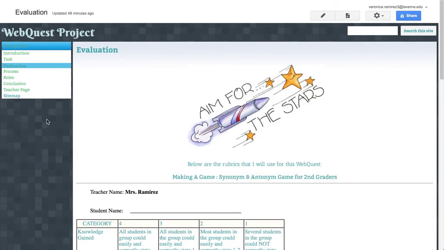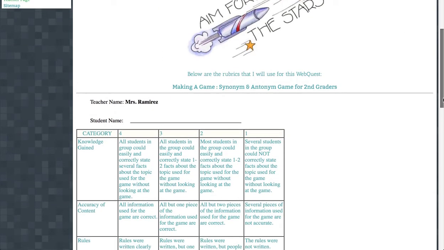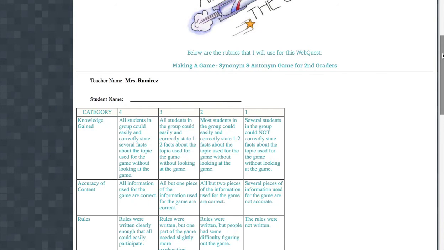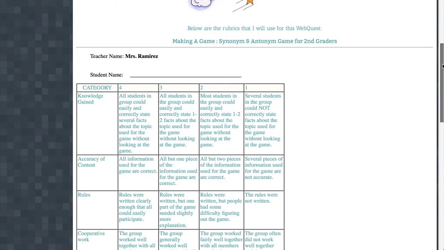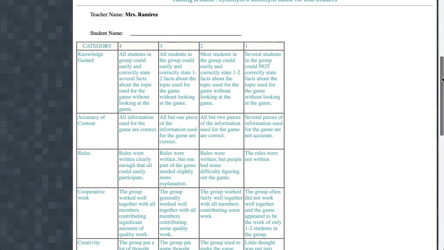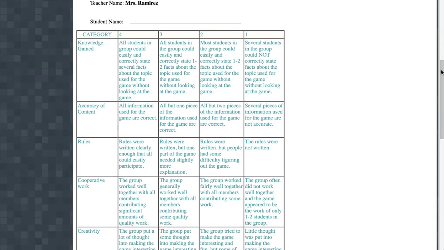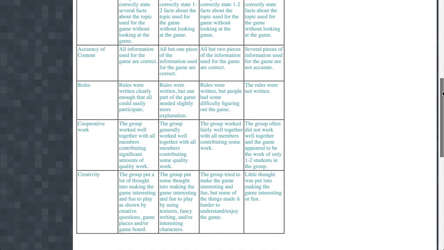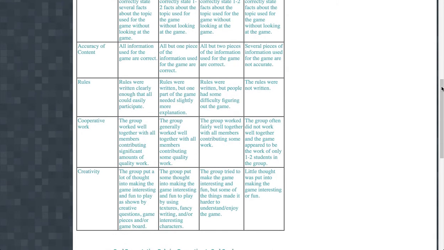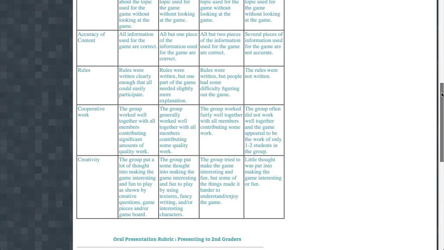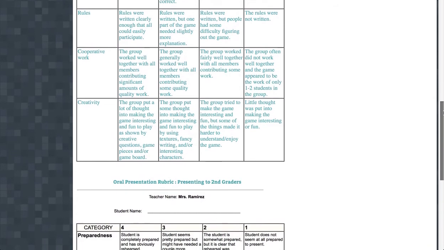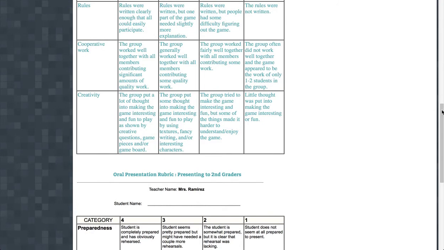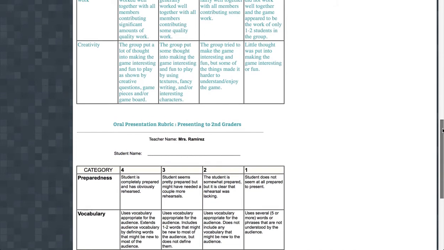The evaluation: aim for the stars, as we should all do while we're going through our projects here. I have two rubrics. The first, I'm going to be evaluating them on the game that they'll be creating with their group. The categories I have are the knowledge that they've gained, the accuracy of the content, the rules that they'll be making as far as the directions of the game themselves, cooperative work, so if they're working cooperatively as a group, and the creativity that they've put into it together.